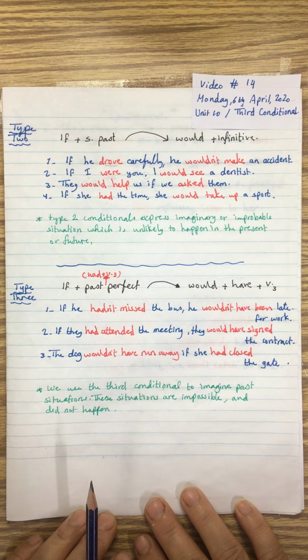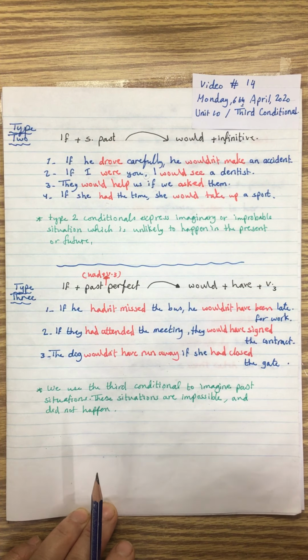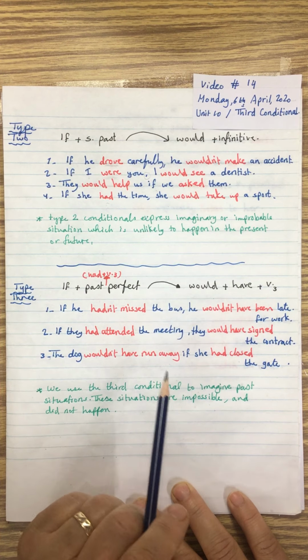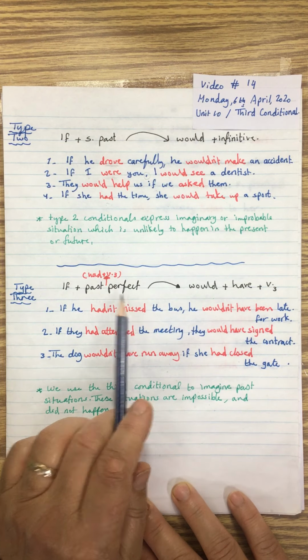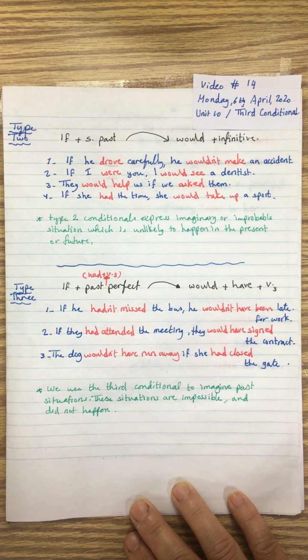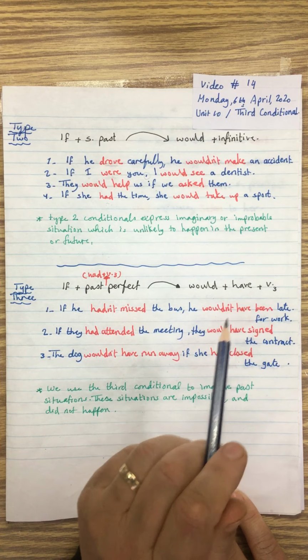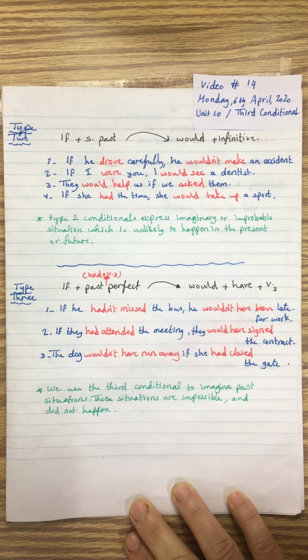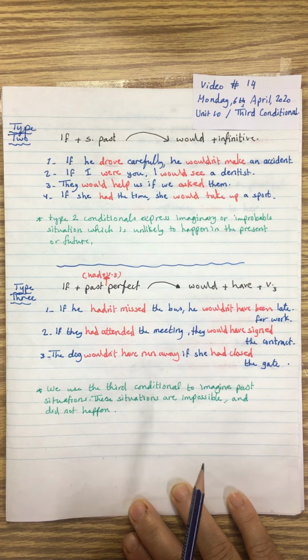Now let's move to type 3, and this is our main lesson in Unit 10, after the 0 conditional, the first conditional, and the second conditional. Type 3. In type 3, in the if clause, we have if plus past perfect. And what do we mean by past perfect? Had plus verb 3, the past participle. In the second part, we have to use would plus have plus verb 3, which is the past participle. These are the two clauses of the conditional type 3. Now let's take some examples on this.